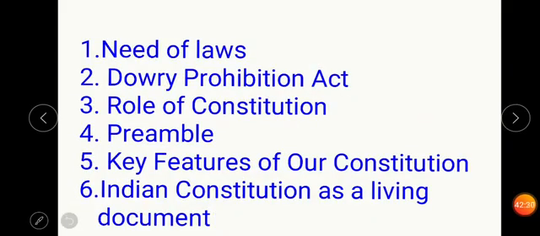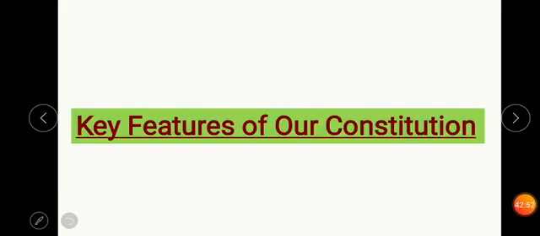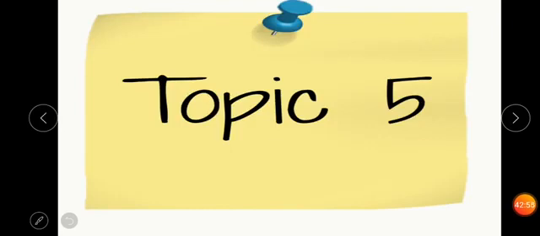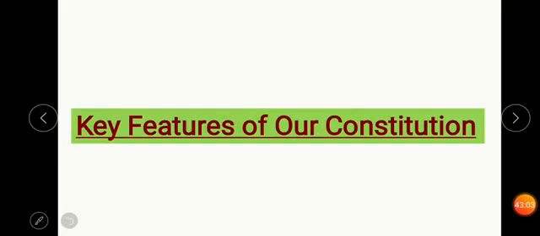Now the preamble we have done, so we have two other topics left. One is the key features of our constitution and another is the Indian constitution as a living document. So here we will talk about topic 5. In topic 5 we are going to study the key features of the constitution. What are the key features? Key features of our constitution we are going to study.